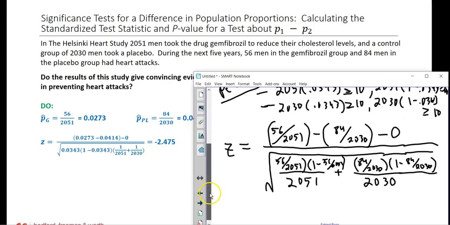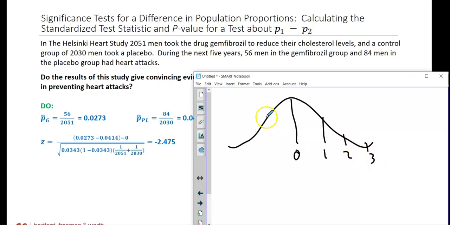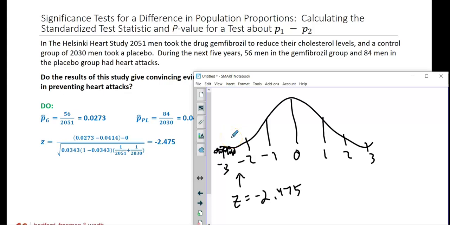So let's see what that looks like here. If you draw the normal curve, there's 0, 1, 2, 3, negative 1, negative 2, negative 3. It's easy to do here. So negative 2.4, so somewhere in there, almost 2.5 standard deviations below the mean. So there's your shading. I like to draw that out. It's definitely a one-sided test here because remember the alternate is the proportion of G is less than the proportion of PL.